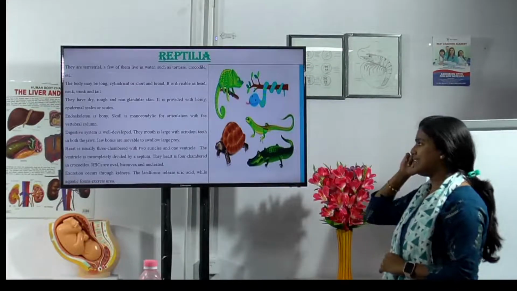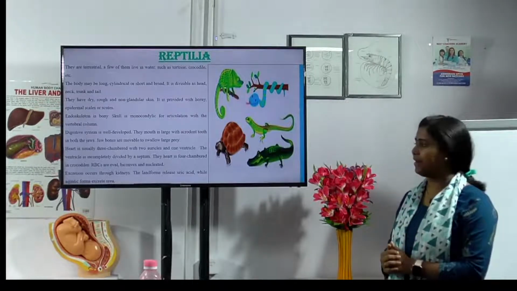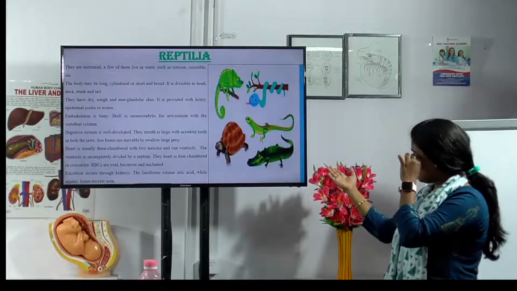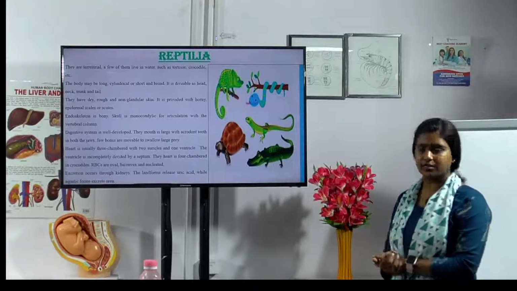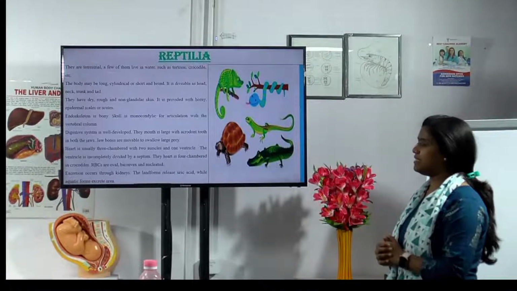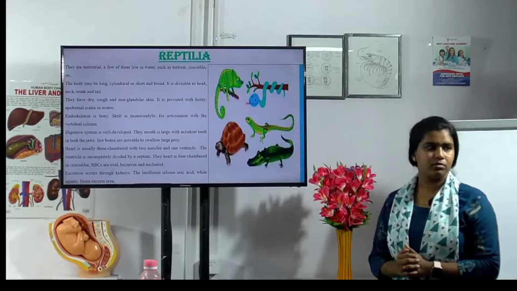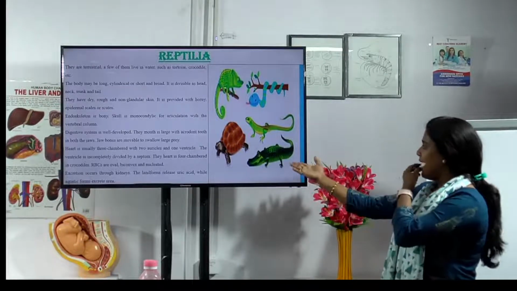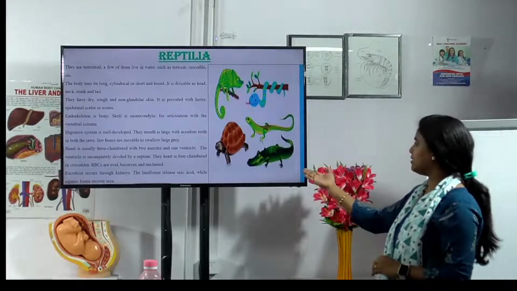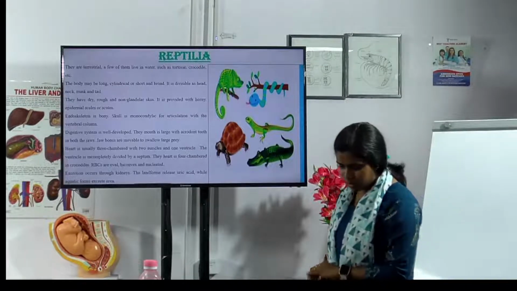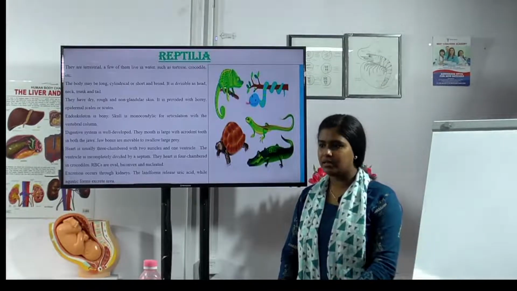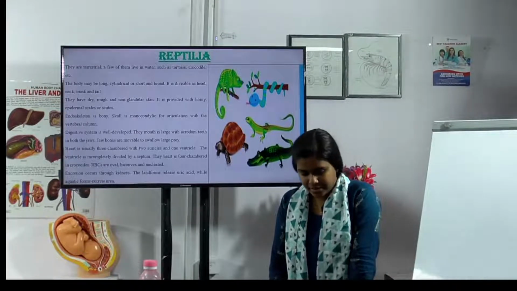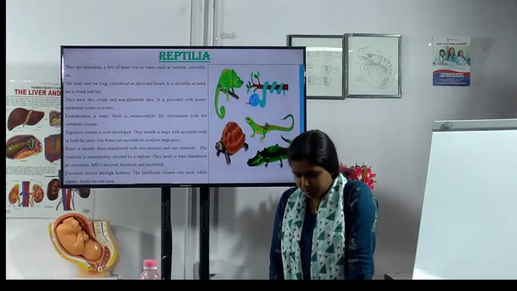The heart is usually three-chambered, with two auricles and one ventricle, and the ventricle is incompletely divided by a septum. Four heart chambers are present only in crocodiles among reptiles. RBCs are oval. Red blood cells are normally biconcave, but here they are oval only. Excretion is through kidneys, and the excretory product is uric acid, so they are uricotelic. Aquatic forms excrete urea.